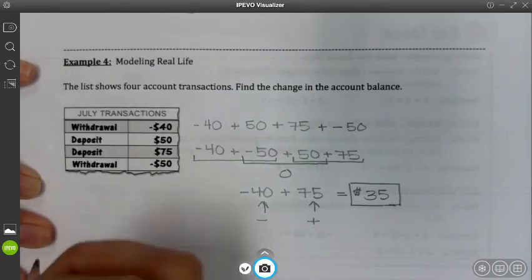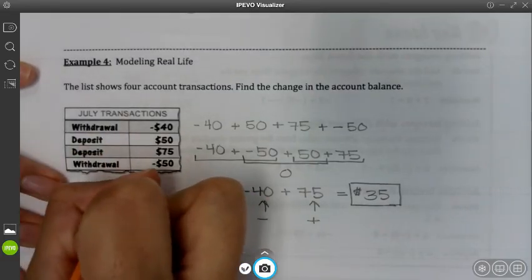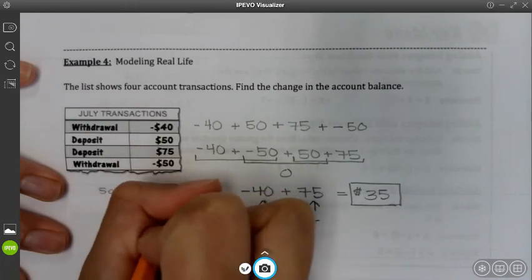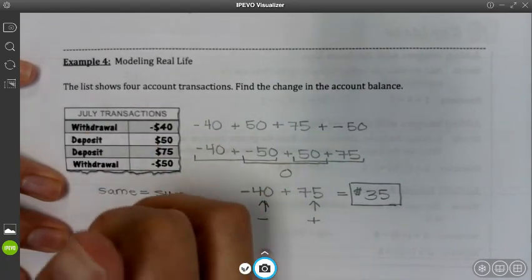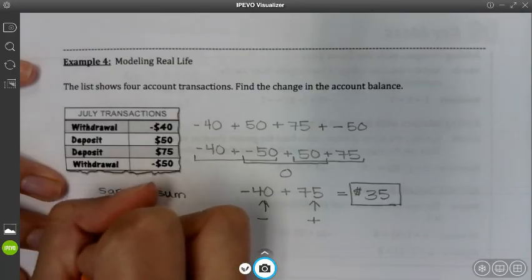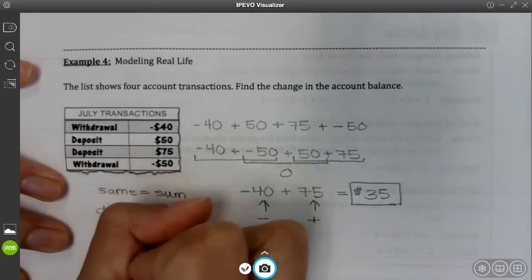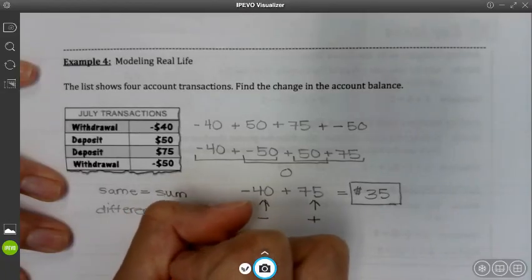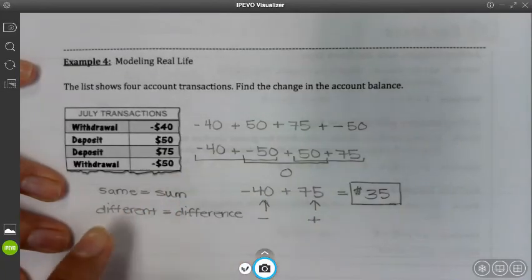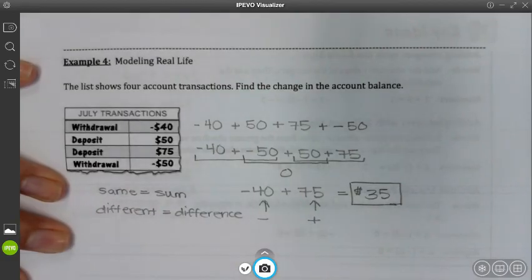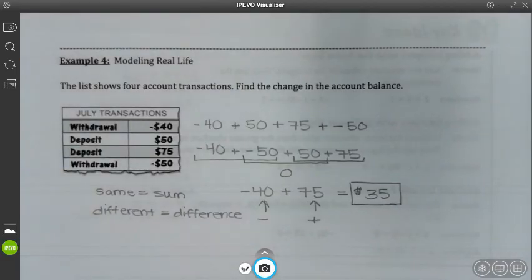So again, just as a trick to remember these, same sign, sum. Notice how similar those two words are and the sounds of them. Different signs, difference. Again, notice the very similar sounds for these two words and the very similar letters. You would use these two rules when adding integers. And that is the end of our A.2 Integers, adding integers notes.